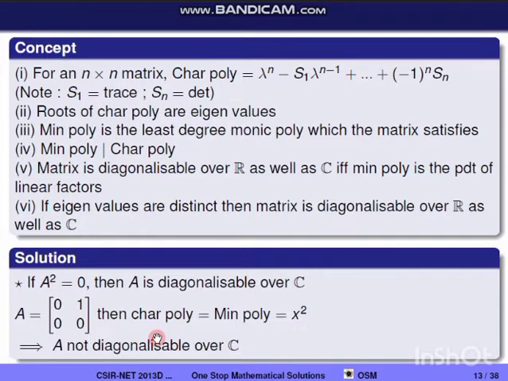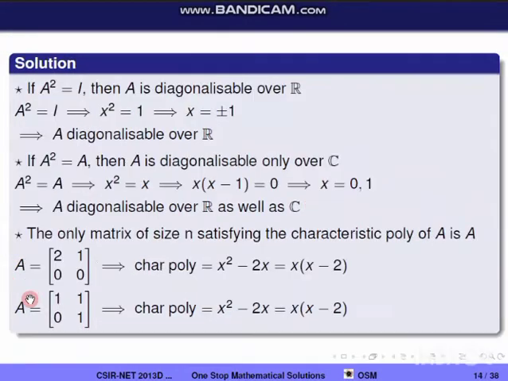Suppose the minimal polynomial is x, then A should satisfy that polynomial. That is, A is equal to 0, but it is a contradiction because A is a non-zero matrix. Therefore the minimal polynomial is x square, which is the characteristic polynomial as well. Here we are getting that the minimal polynomial is not a product of linear factors. Therefore A is not diagonalizable over C as well as over R. So this option is wrong. So we'll look at the next option.